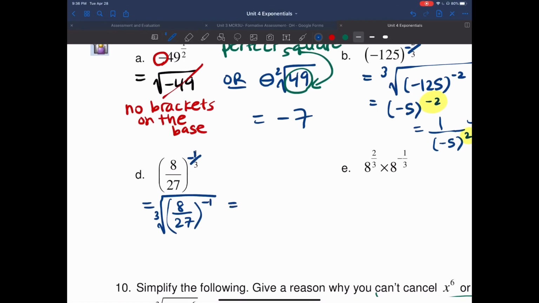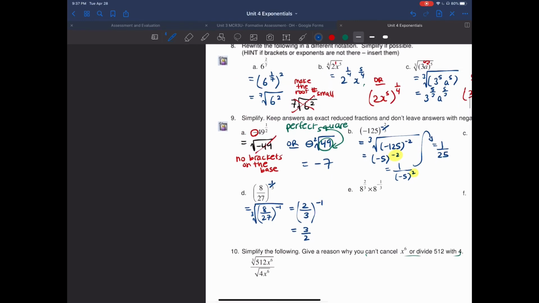Well, cube root of 8 is equal to 2. Cube root of 27 is equal to 3. Why is that? Well, 2 times 2 times 2 equals 8. 3 times 3 times 3 equals 27. So I'm just keeping in mind some common numbers that I have. So 2 to the exponent 2 divided by 3 to the exponent of negative 1. Remember, for the negative exponent, all I'm doing is flipping the numerator and denominator, the places of where they are, and so I get 3 over 2. And I'm done for that question.